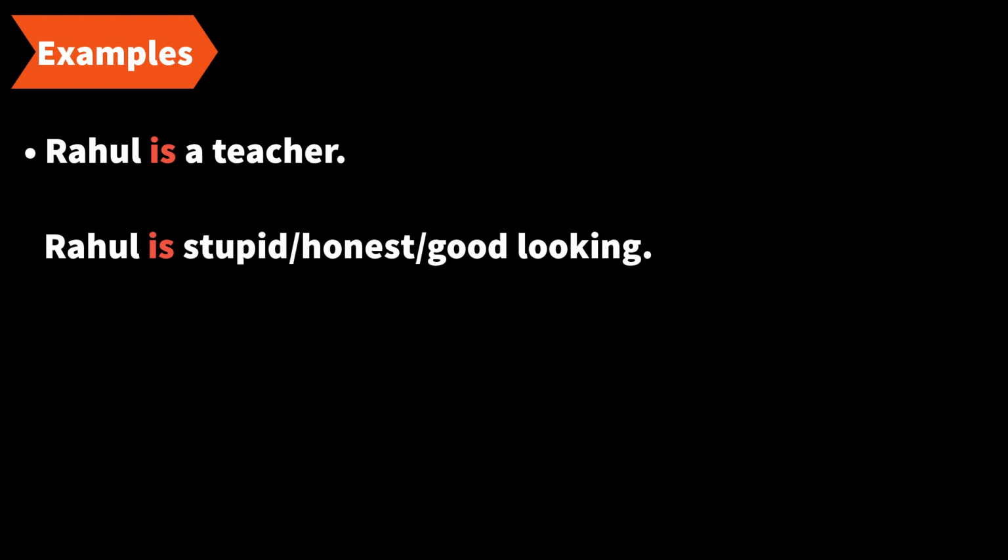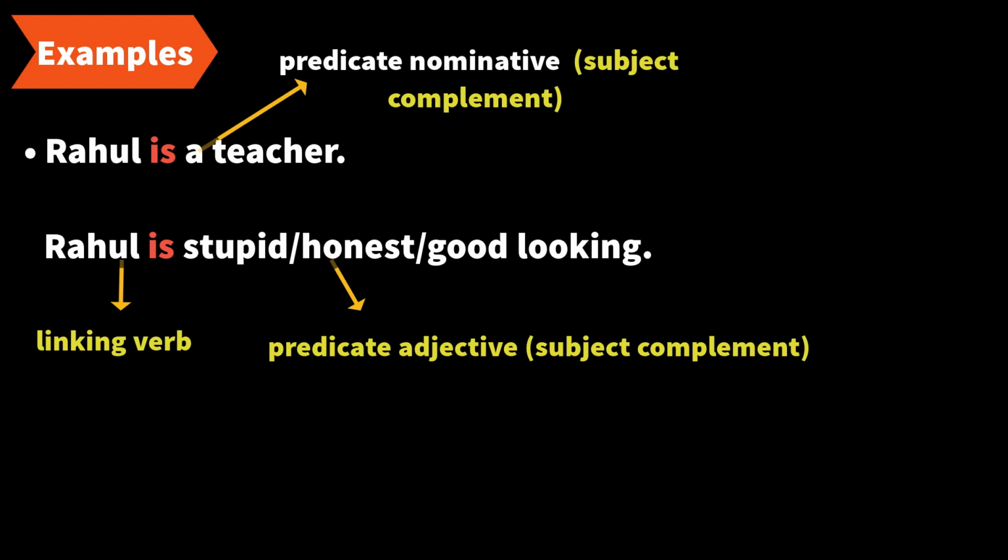Now, it can be an adjective as well. You can give information about the subject Rahul using an adjective. You can say Rahul is stupid, Rahul is honest, Rahul is smart, Rahul is good looking. So all these words, stupid, honest, smart, good looking, are also subject complements. When a subject complement is an adjective, it is called a predicate adjective. Now all these words are giving information about the subject Rahul.